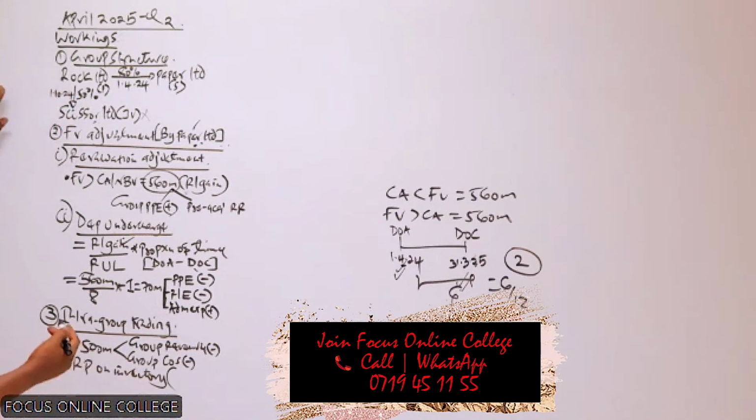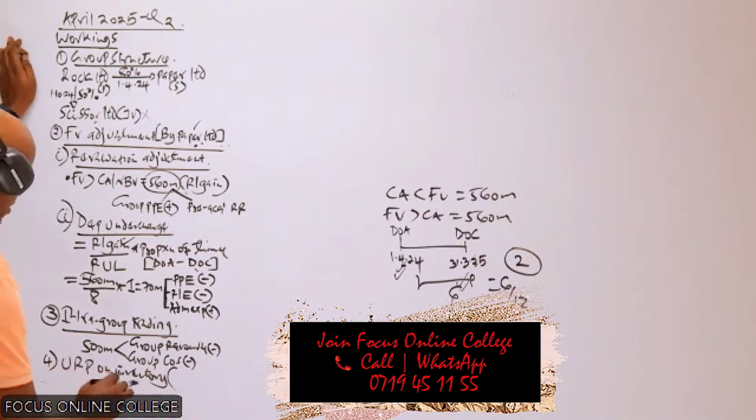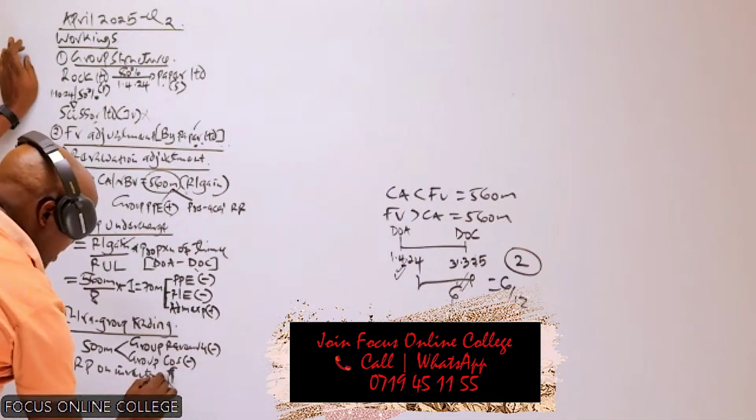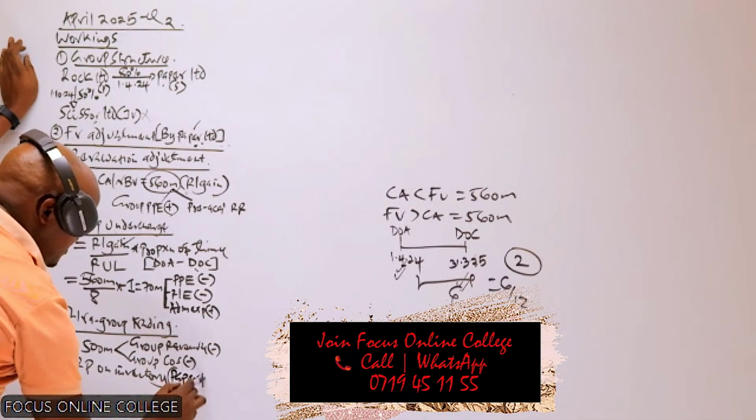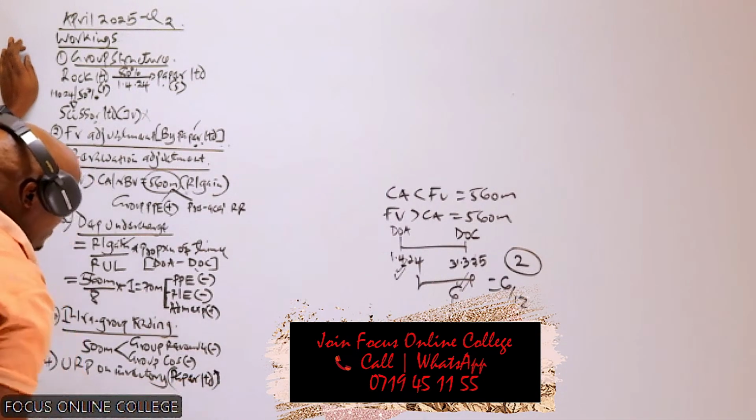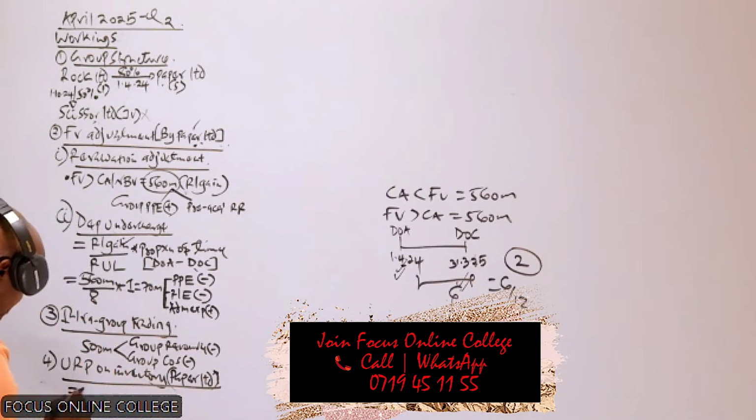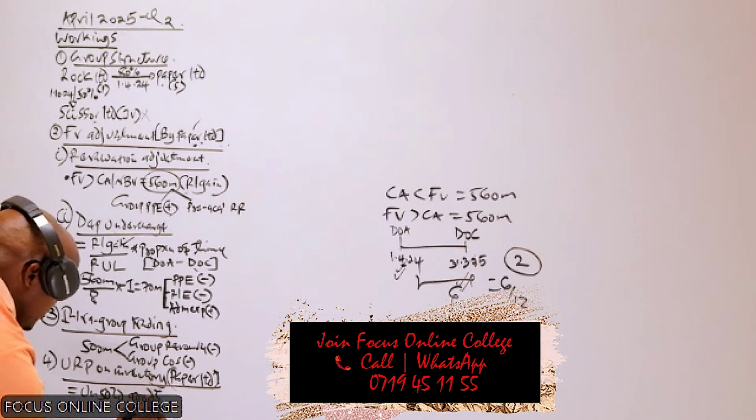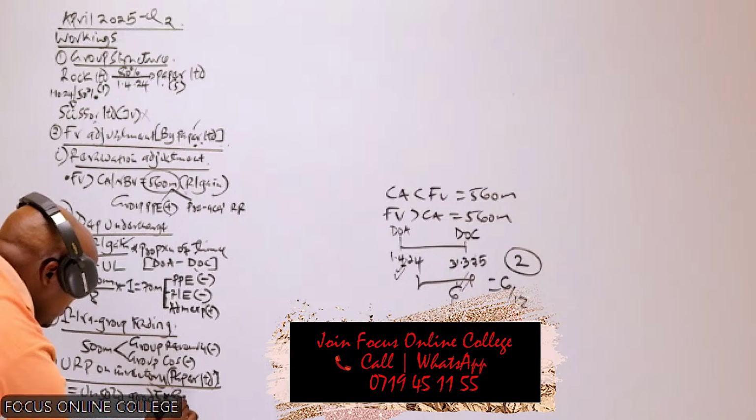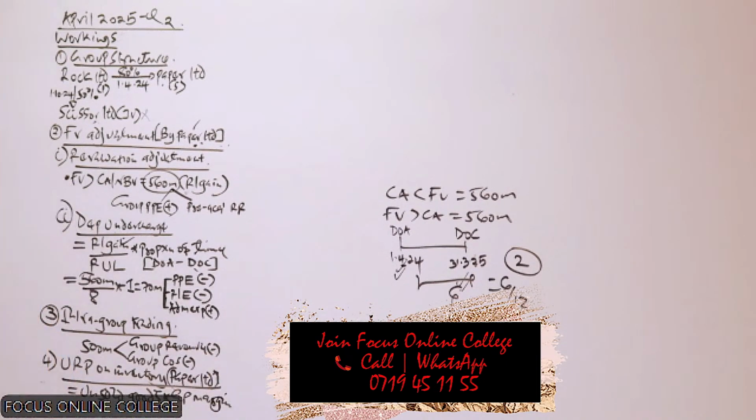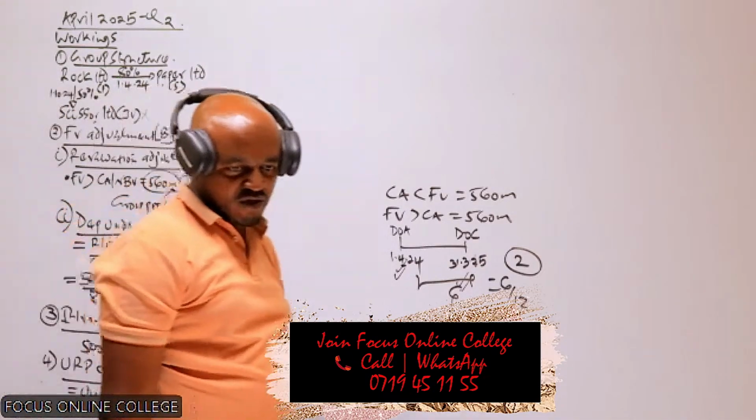We need to compute the unrealized profit, and this unrealized profit is always by the selling company. The selling company is this one. So this is unrealized profit by Paper. So how do we compute this unrealized profit? We take the unsold goods times the gross profit margin. Times the gross profit what? Margin. That is the formula you need to remember.